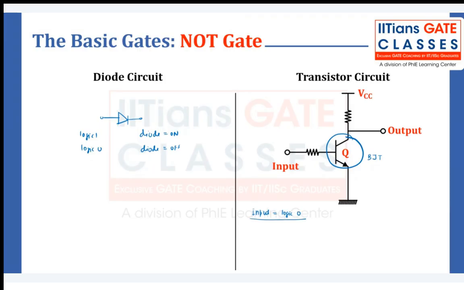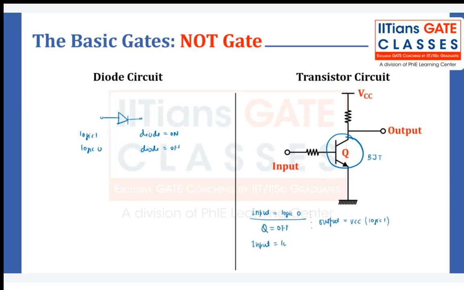Suppose the input is logic 0. If the input is logic 0, this BJT transistor will be on or off? It will be off, right? If it is off, what is the output? VCC, right? Output will be VCC. So can we call it logic 1? So when the input is logic 0, output is logic 1. This is working as an inverter.